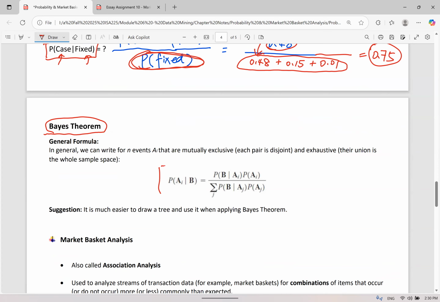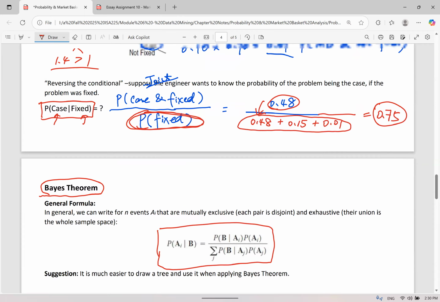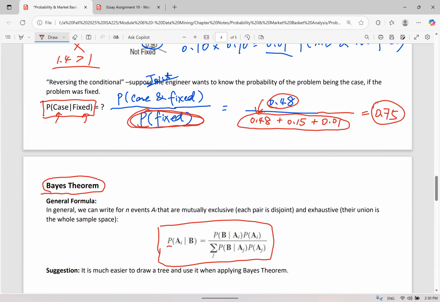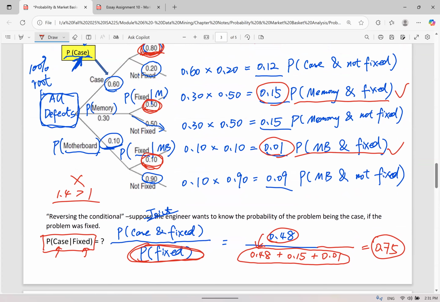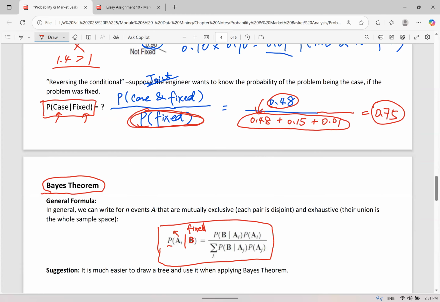So now if you look at this formula, of course, we will not try to use this formula, right? But think about the case, what we did. We want to find the probability of A given fixed problems. So event B is a fixed problem. Then I want to find A_i, which means one of the cases, so one of the defects, which is the case or memory or motherboard defects. In this case, we look for the case alignment problem.